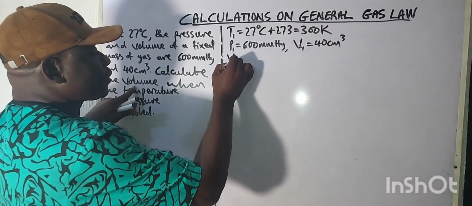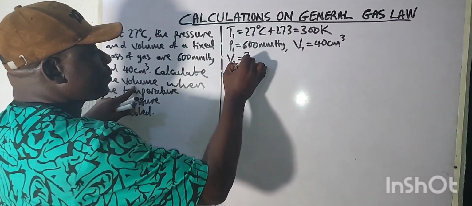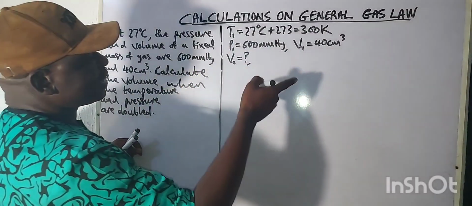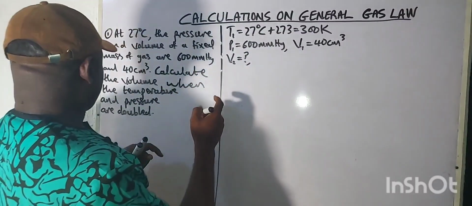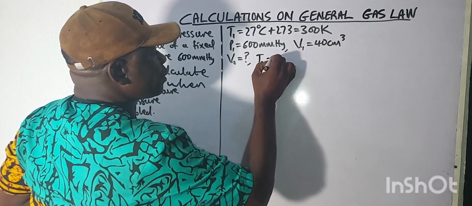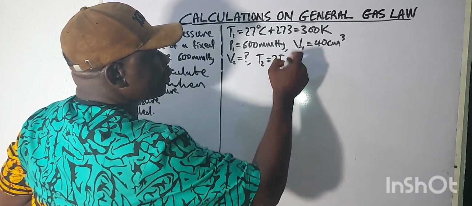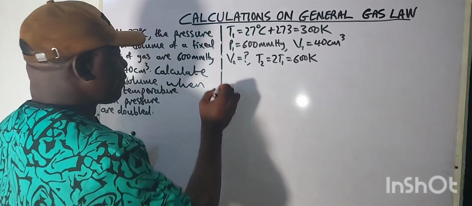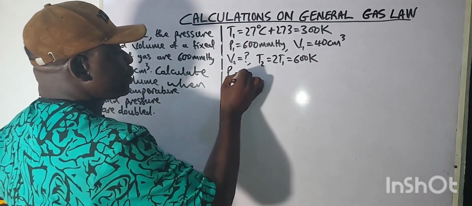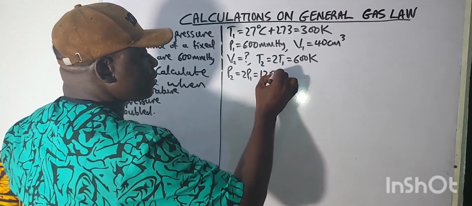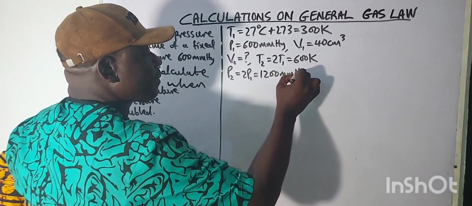Then the question says calculate the volume. That means we're looking for V2. Calculate the volume when the temperature and pressure are doubled. The pressure and the temperature are doubled. So the temperature here is 300, so T2 is going to be 2T1, which is 300 times 2, which will be 600 Kelvin. Then for pressure, P2 will be 2P1, which is 600 times 2, which will be 1,200 millimeter mercury.